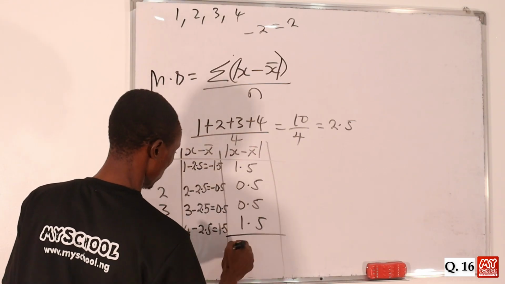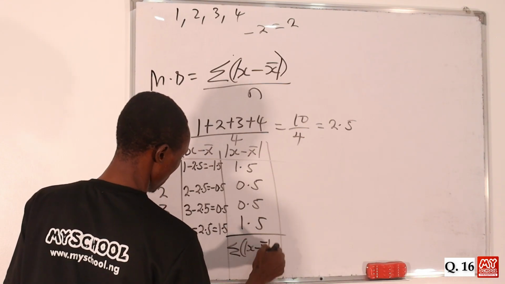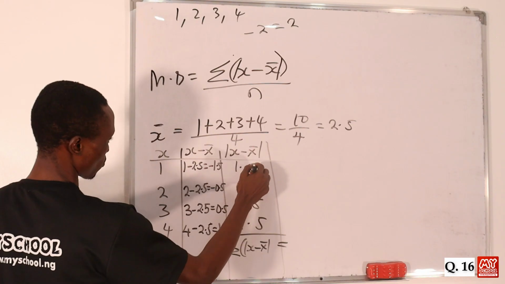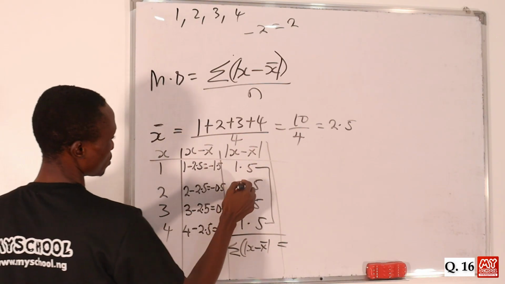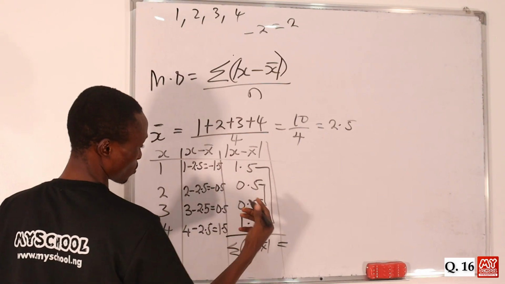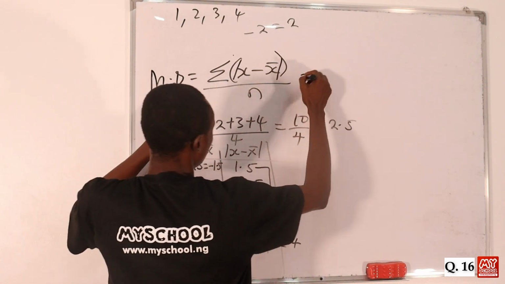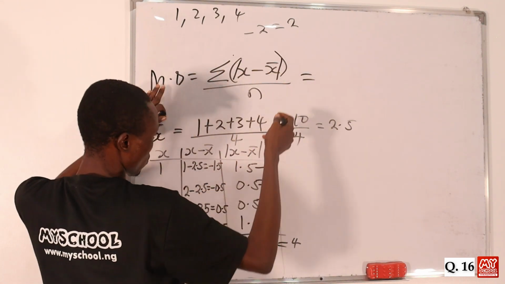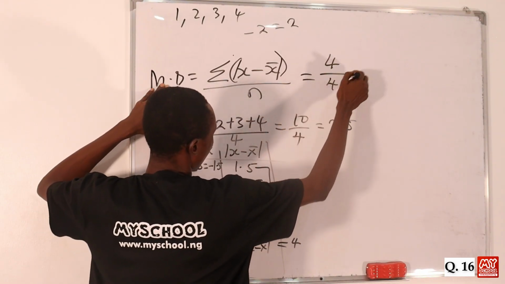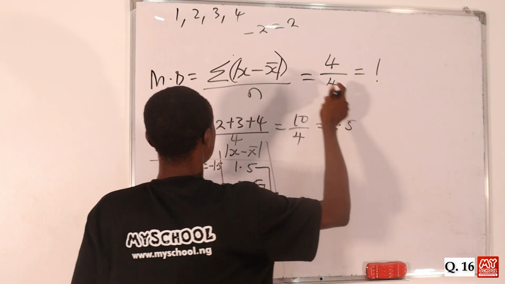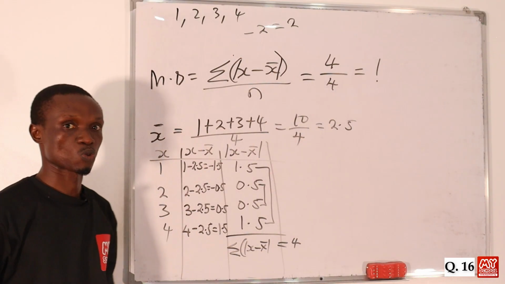So we just look for the summation of the absolute value of x minus x bar. And this will be equals to, of course, 1.5 plus 1.5 is already 3. Then 0.5 plus 0.5 is already 1. So if we add it together, that will be equals to 4. So here we just substitute our values to get our answer, which is the mean deviation. So here we'll be having 4 divided by 4, and that will be equals to 1. So the mean deviation of the numbers 1, 2, 3, 4 is equals to 1.